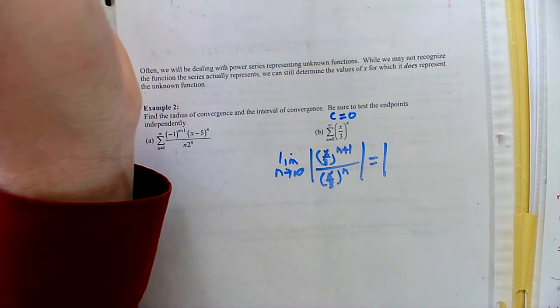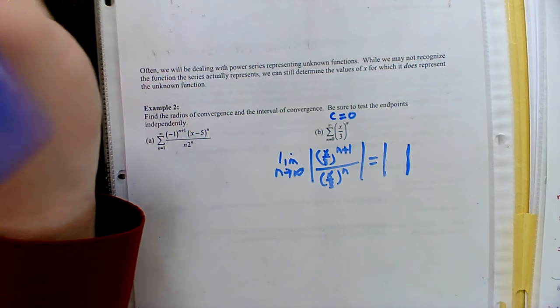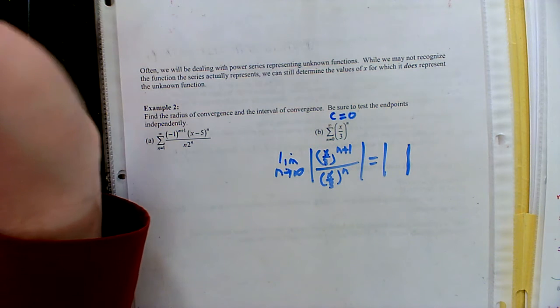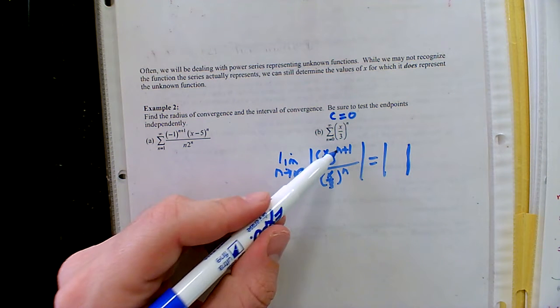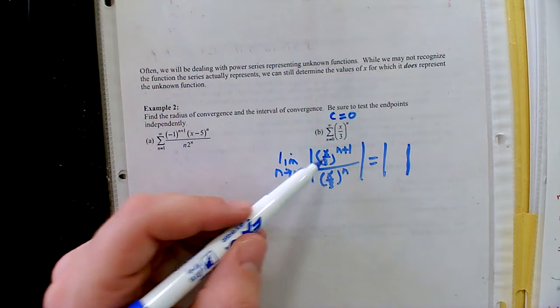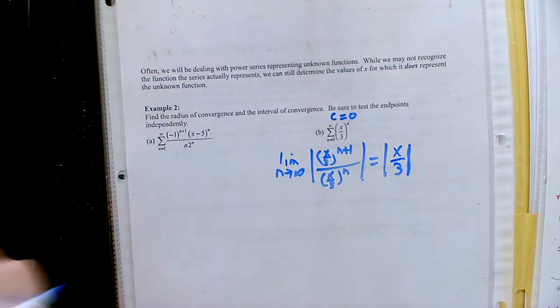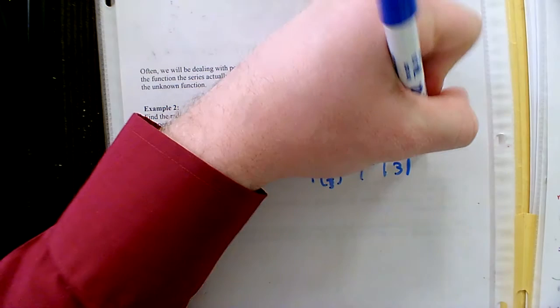Think about your exponents. What are we going to be left with? X over 3 to the n plus 1 and x over 3 to the n. X over 3. Yeah, we have the n here and the n here, so we're just going to be left with 1 times x over 3. And when we're taking that limit, what do we want that to be less than? 1. We want it to be less than 1.